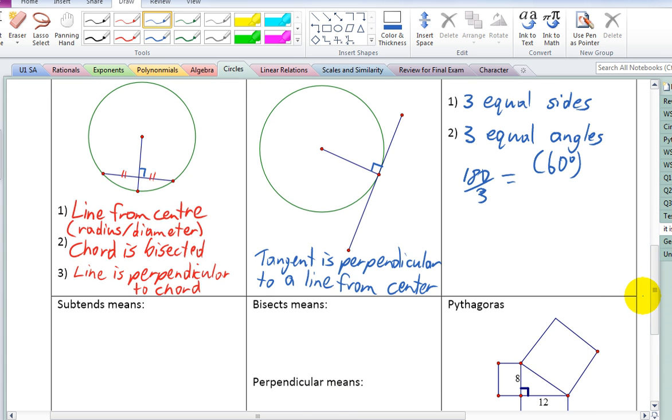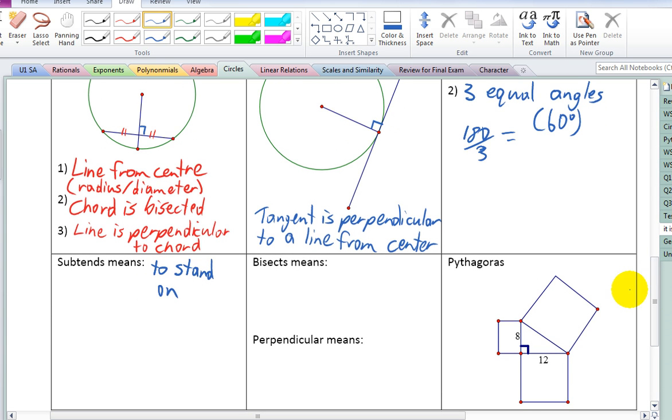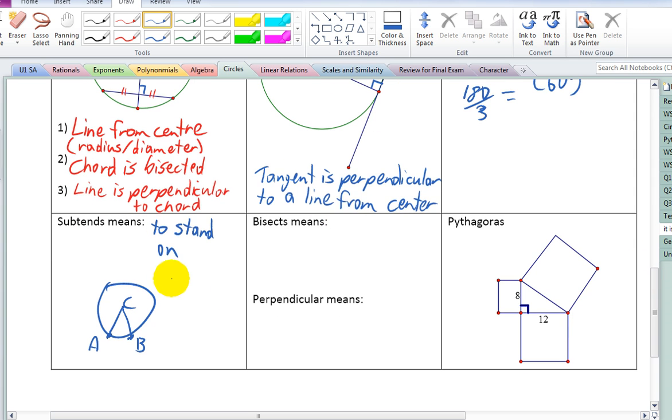What does subtends mean? To stand on. Okay. So the angles subtend arcs A, B, C. So we can say angle ACB subtends arc AB. And usually for arcs we put rainbows. Little rainbows on there because they're curved.